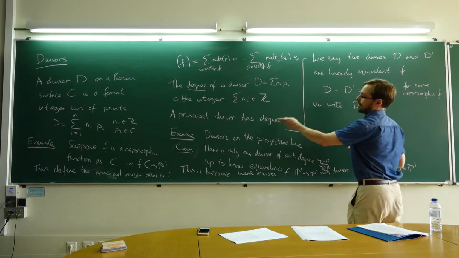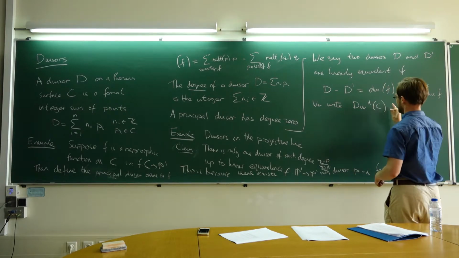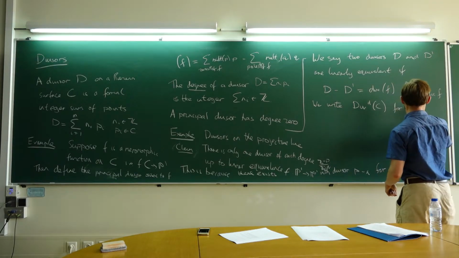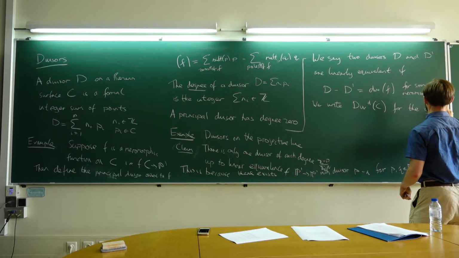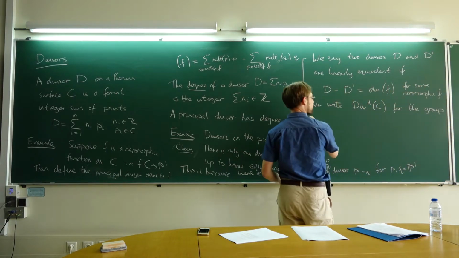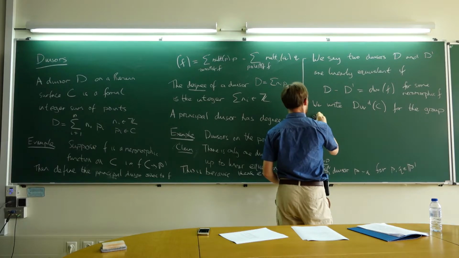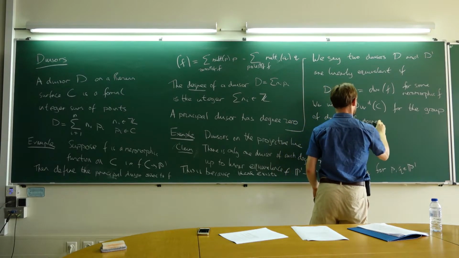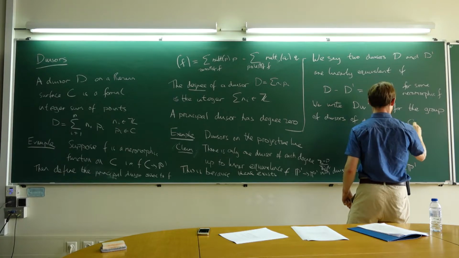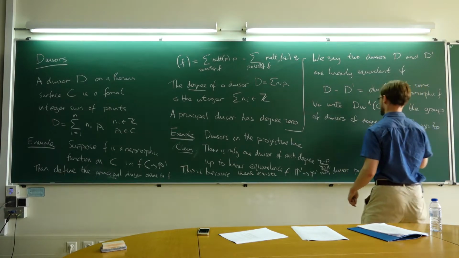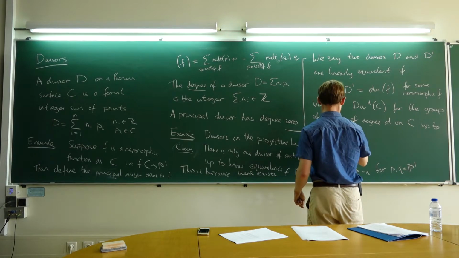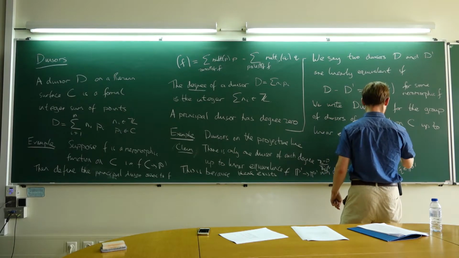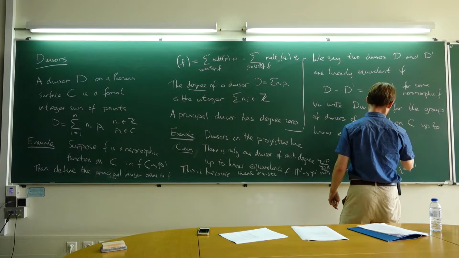So, as I said, every divisor has a degree, so we can just look at divisors of a given degree. I guess it's clear that it's a group, so you can formally add formal sums. Divisors of degree D on C up to linear equivalence. I guess this is called the divisor class group.